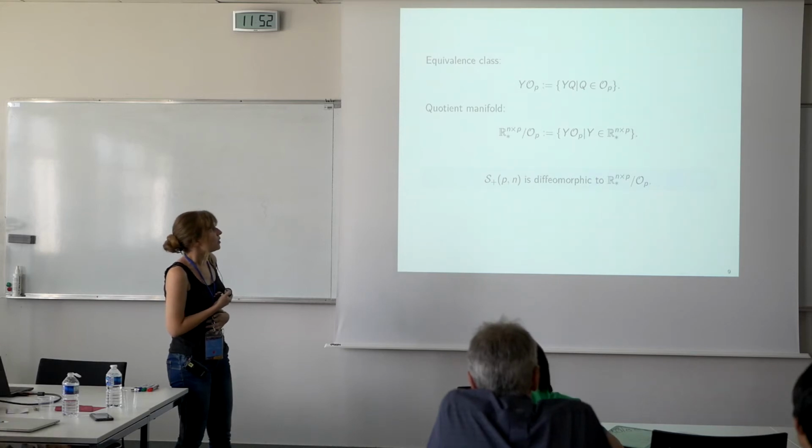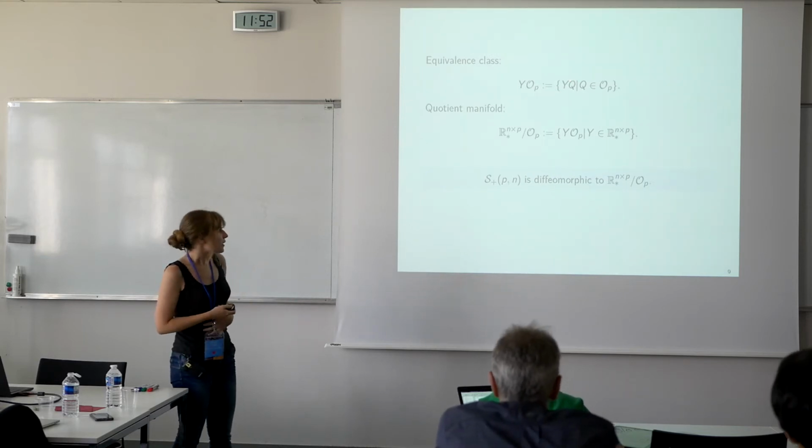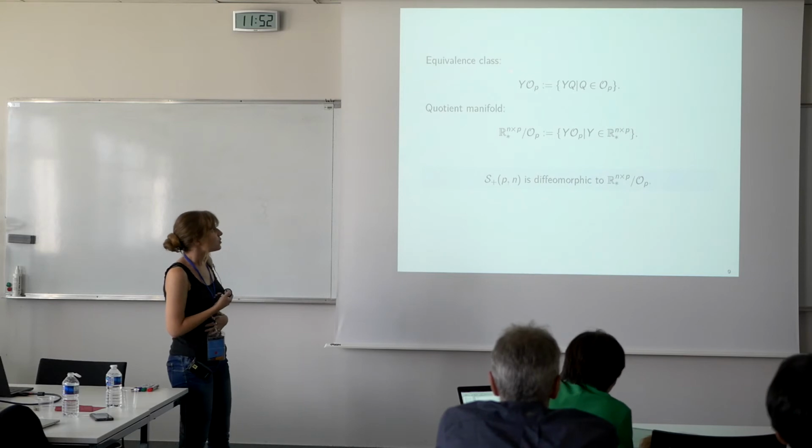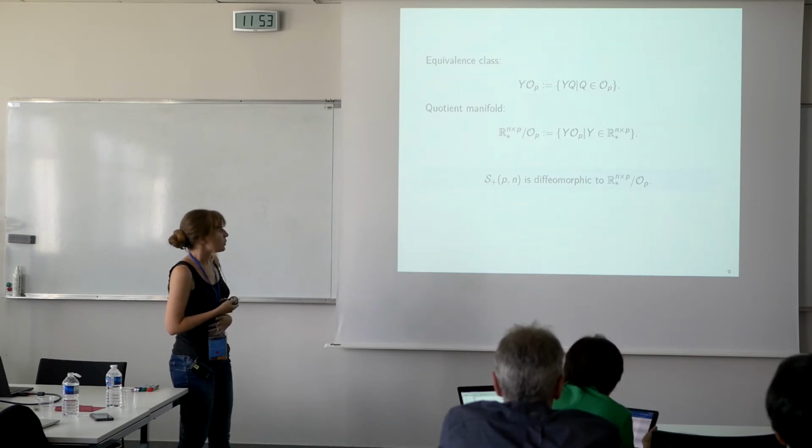The equivalence class is the set of matrices that are obtained by multiplying the matrix on the right by an orthogonal matrix, and the set of equivalence classes will be defined as our quotient manifold. And it is well known that the two manifolds are diffeomorphic.